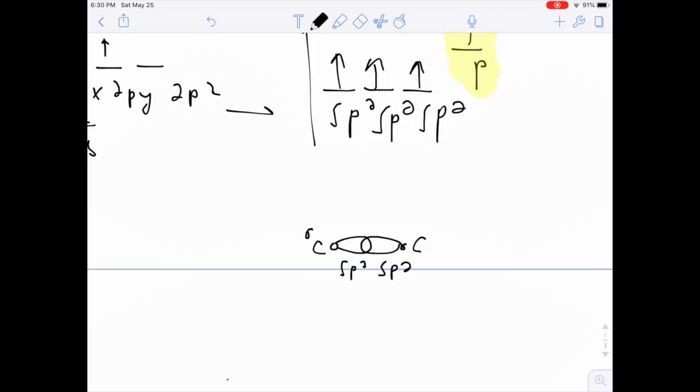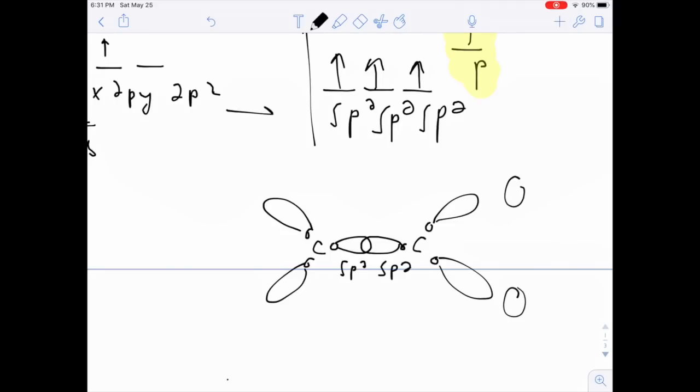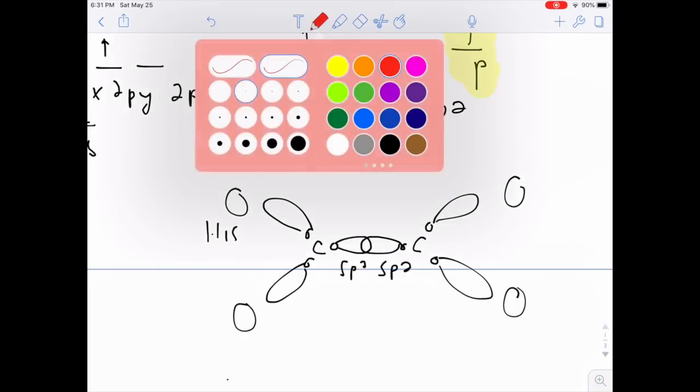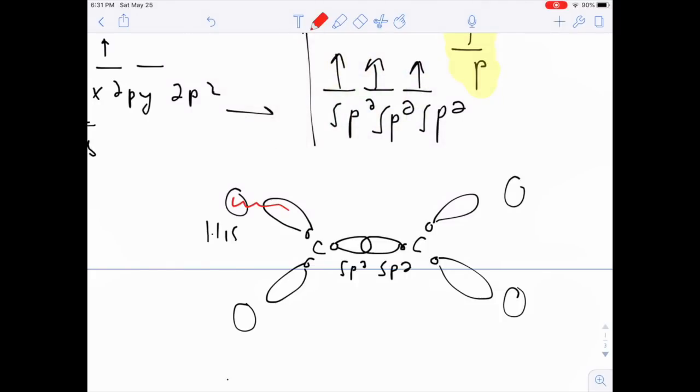So there's going to be this one, this one, this one, and that one. Okay? So these are all the sp2 orbitals of each of those carbon atoms. And then we can show the hydrogens. We said that ethene is going to be C2H4, so there are 4 hydrogens, and these are the hydrogen 1s orbitals. So now we have an idea of which orbitals are involved in these bonds.